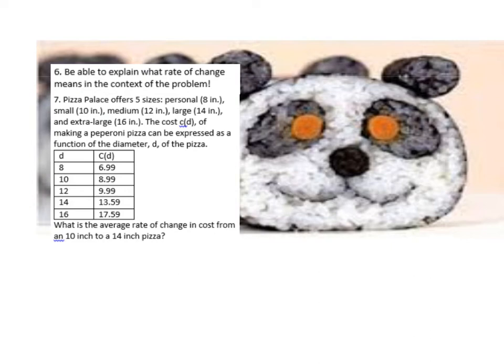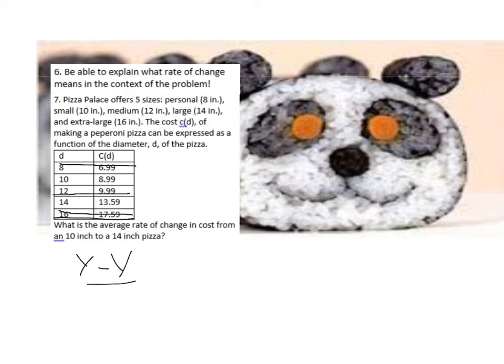So you know what that means? That means that all this other stuff is just not important. So I'm going to cross it all out. 10 and 14. So we don't need to know the 8. We don't need to know the 12. Don't need to know the 16. So what is the average rate of change? Okay, so you may have heard of average rate of change here.